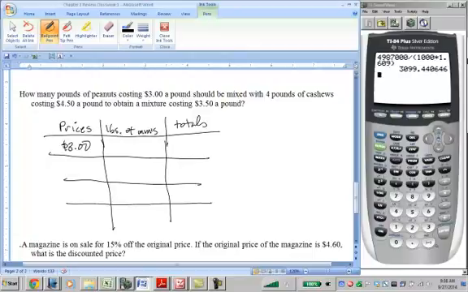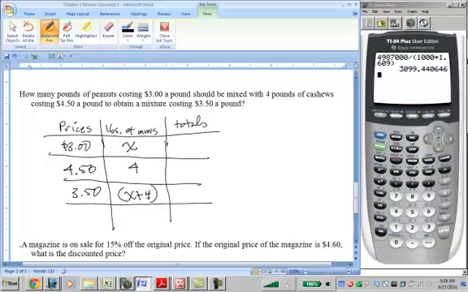All right, the price is $3. Okay, so we got how many pounds, so we'll call that X number of pounds at $3, and we're going to have 4 pounds of cashews costing $4.50 a pound, and we want to end up with a mixture that costs $3.50 a pound. And so our total pounds at $3.50 will be this amount plus this, X amount plus 4, so it'll be X plus 4.